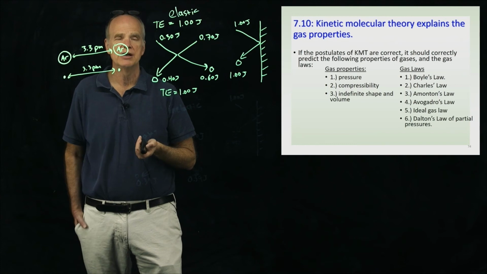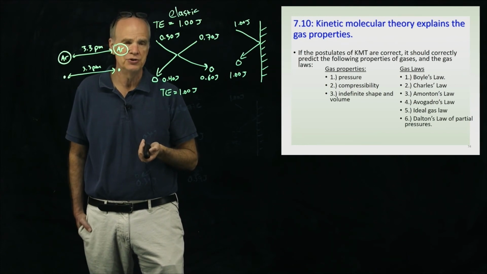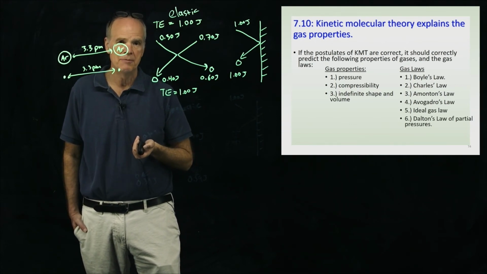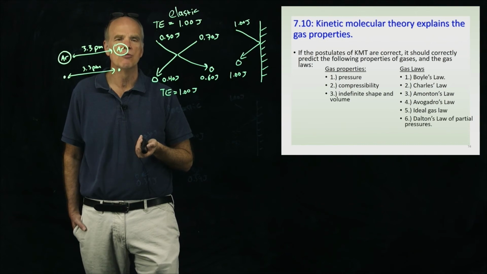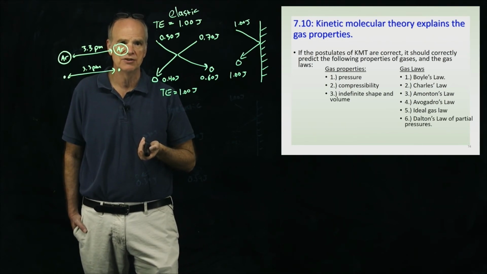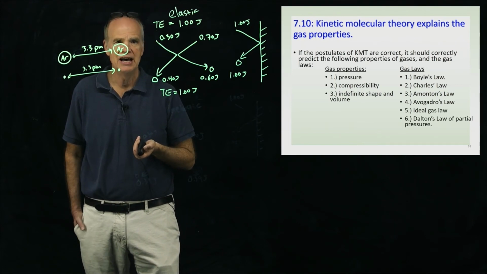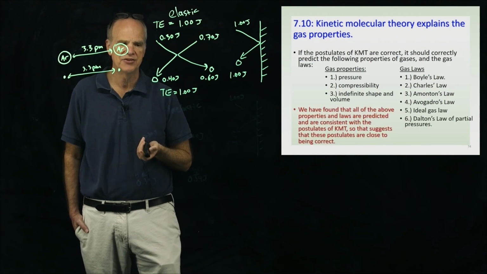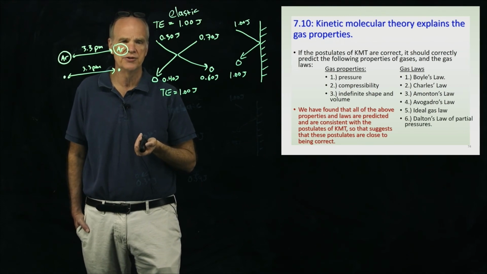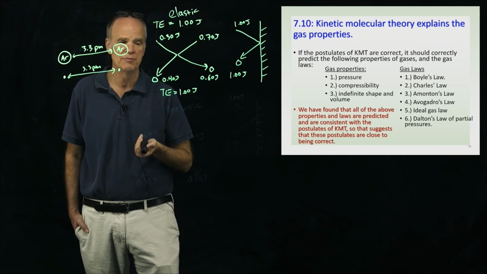So now what I want to do is go through a few of these postulates of kinetic molecular theory and then from them make predictions of the properties of gases. What we find overall is that the postulates of kinetic molecular theory are excellent at predicting the behavior of all these gas properties and gas laws. If that is the case, that suggests that the postulates of kinetic molecular theory, the 5 that I just went over, are basically right.